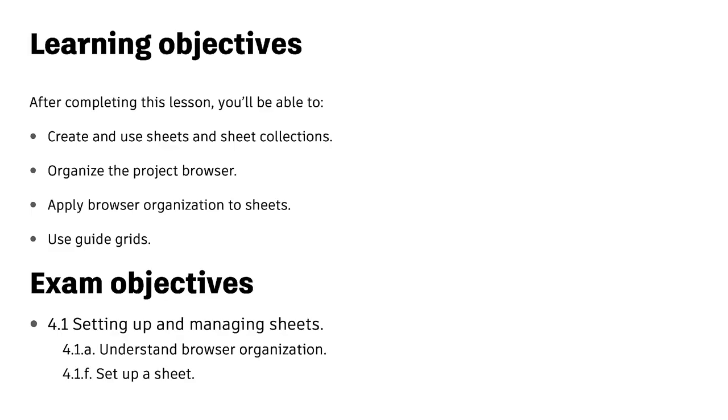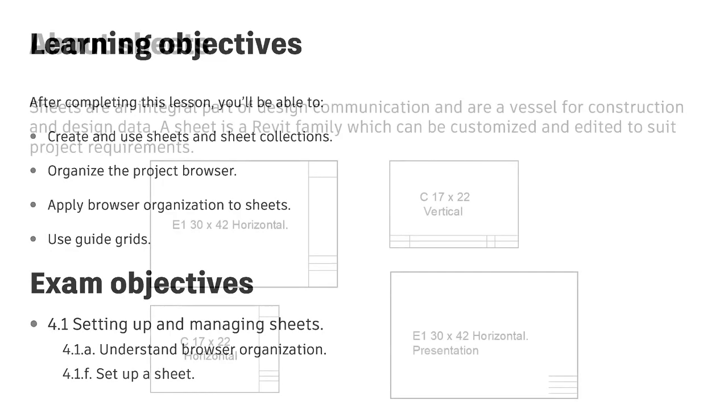Sheets are a vital way of communicating design data between different disciplines. In this module, you understand how sheets are created and how to organise the project browser in larger projects. You also work with sheet duplication tools to expedite the creation of new sheets. The objective domains covered are 4.1a, Understand Browser Organisation, and 4.1f, Set up a sheet.